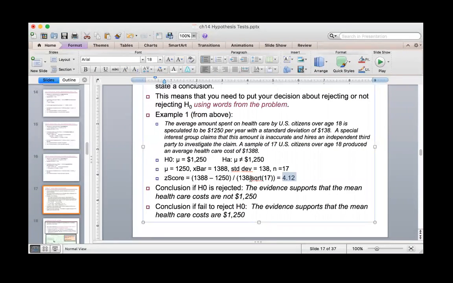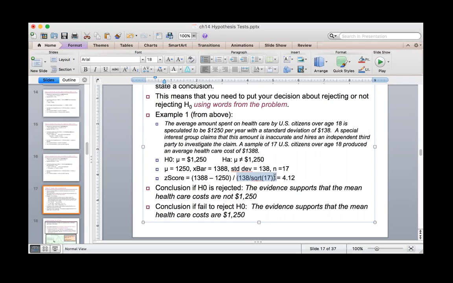Right, but so you're probably not putting your parentheses in the correct place. Oh yeah, I didn't. Hold on. 138 divided by square root of 17. Okay, yeah. Sorry, I didn't do the parentheses. Yeah, I got 4.123. Okay. Well, so the problem with this is that the z-score is not in the table, and so what that means is that the z-score is way off the top of the table.